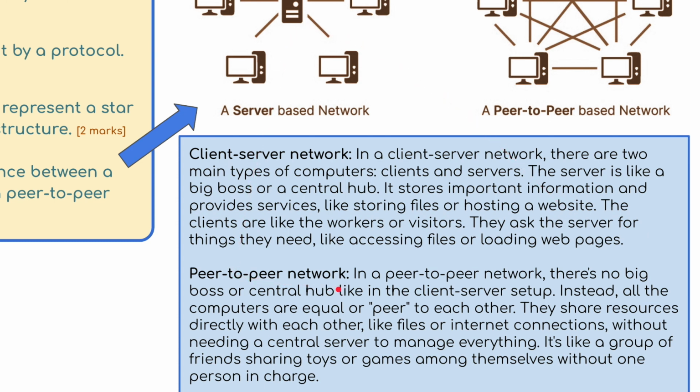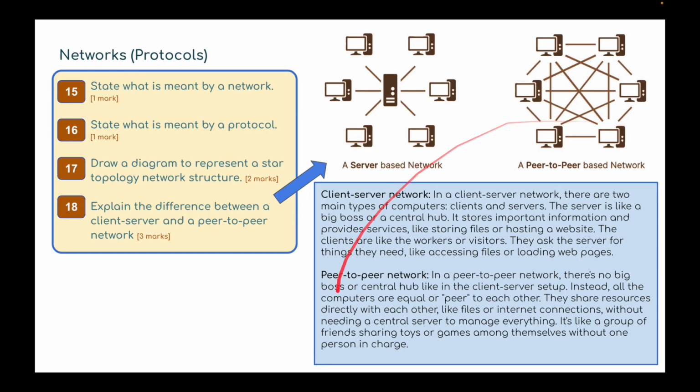Okay? Whereas a peer-to-peer network, there's no big boss or central hub like in the client-server setup. Instead, all the computers are equal or peer to each other. They share resources directly with each other, like files or internet connections, without needing a central server to manage everything. It's like a group of friends sharing toys or games among themselves without one person being in charge. Okay, so that's the difference.